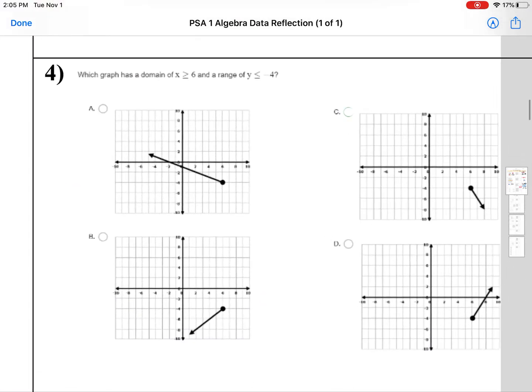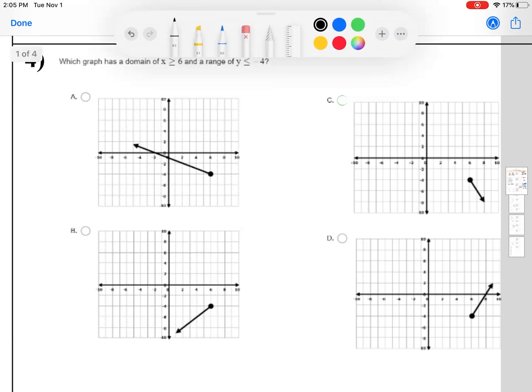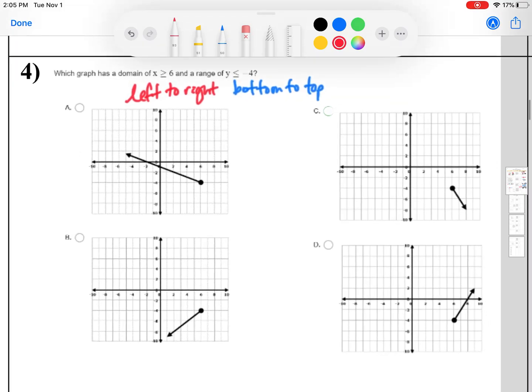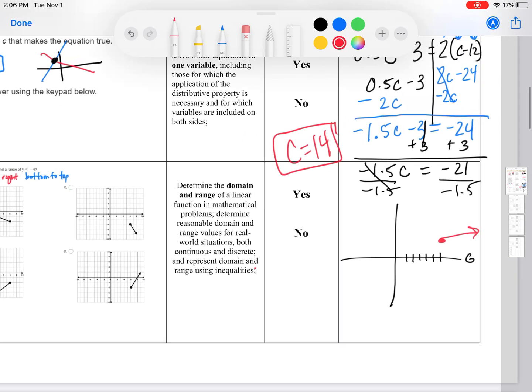All right, number 4, domain and range. This is a tricky question. So domain is my x value. The x goes from left to right. My range is my y. My y's go from the bottom to the top. So what this question is asking is which graph has an x value that's to the right of 6. So when x is 6, it wants it to go to the right of 6.